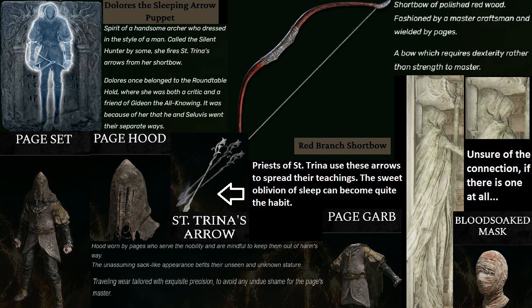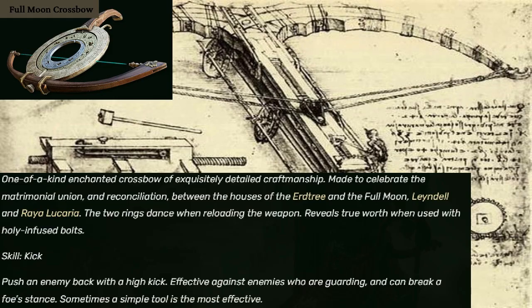She fires St. Trina arrows from her short bow. Her short bow was fashioned by a master craftsman who used polished red wood. Multiple crossbows within the game are fashioned by a master craftsman as well, like the Full Moon crossbow, which is made to celebrate the matrimonial union between the houses of the Erdtree and the full moon. Miquella, of course, being a product of this union.